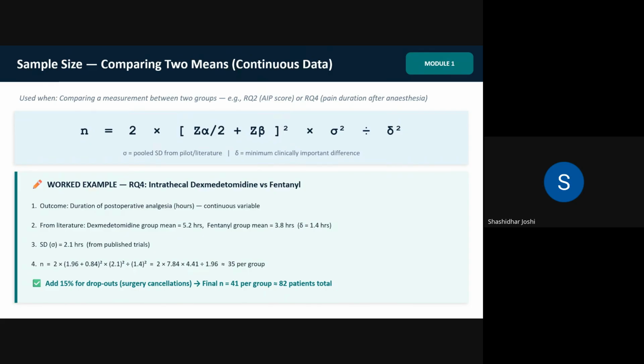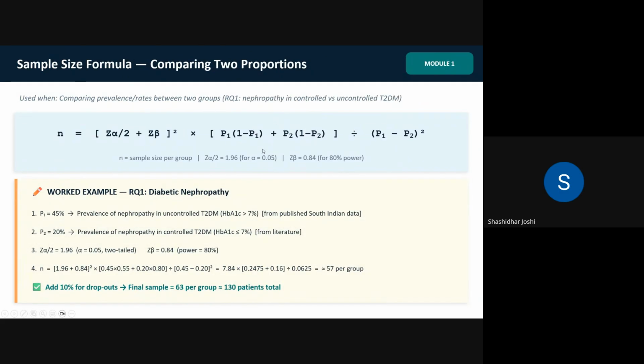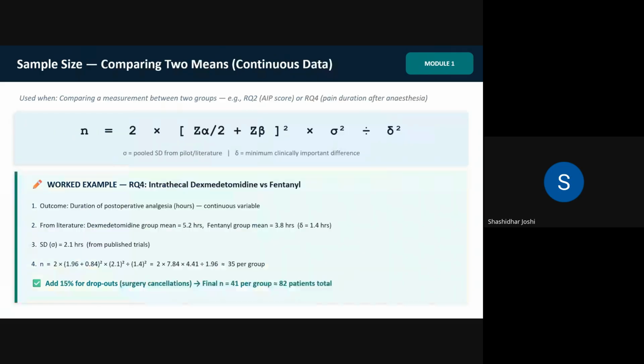So overall, between the previous sample size formula and this one, for the first formula, all you need to do is get P1 and P2. Other things are fixed. Z alpha by 2 is fixed, which is nothing but 1.96. Z beta is fixed, which is nothing but 0.84. Now, in the next experiment, duration of post-operative analgesia, Z alpha by 2 is fixed, which we have seen. Z beta is fixed.